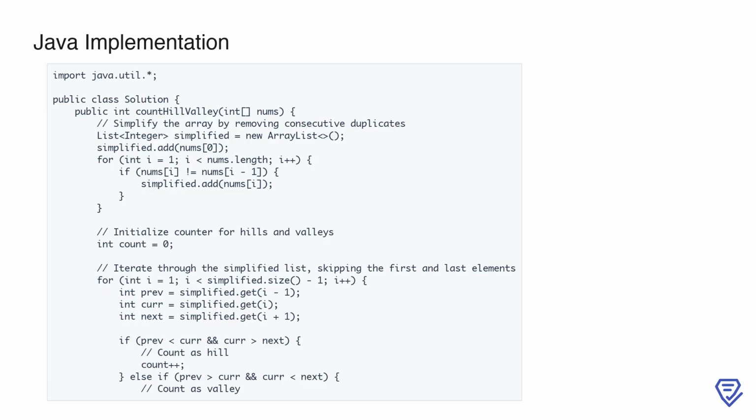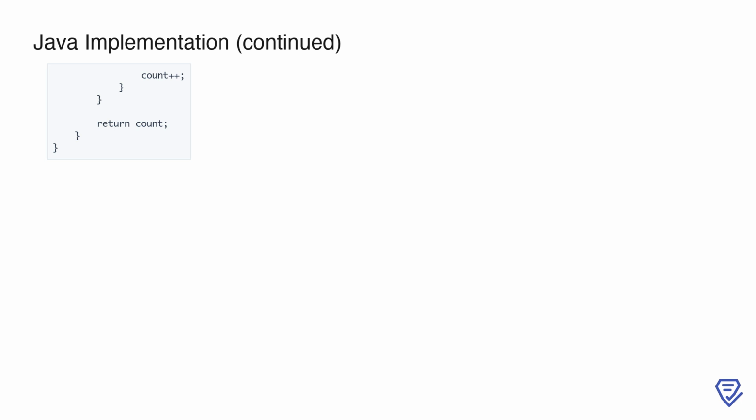Now, to identify the hills and valleys, we iterate through the simplified list, starting from the second element and stopping before the last element, because the first and last elements cannot form hills or valleys on their own. For each element, we retrieve its previous, current, and next values from the list and then proceed to check their relative order. If the previous value is less than the current value and the current value is greater than the next value, we identify this as a hill and increment the count. Similarly, if the previous value is greater than the current value and the current value is less than the next value, we identify this as a valley and increment the count again. This way, we are able to count all the hills and valleys in the simplified list.